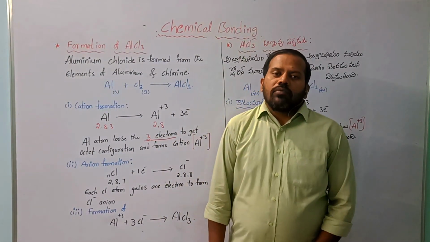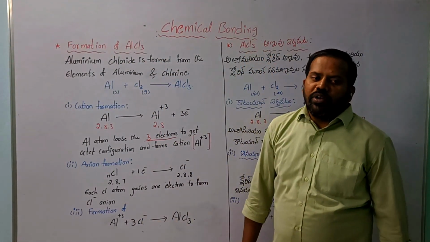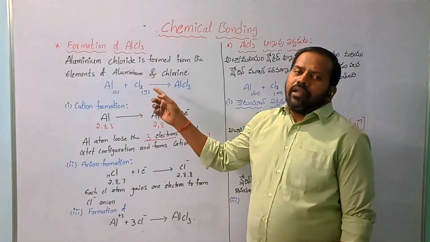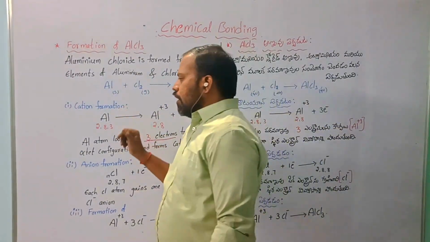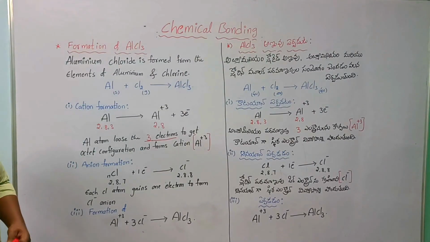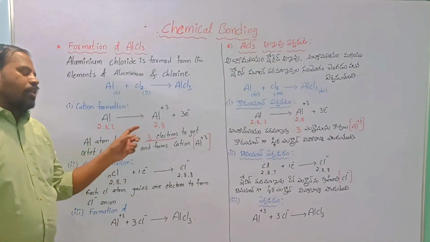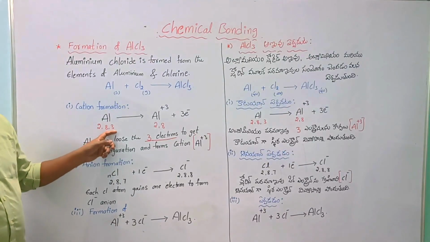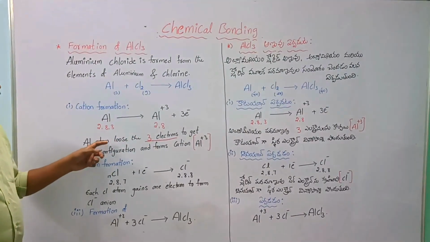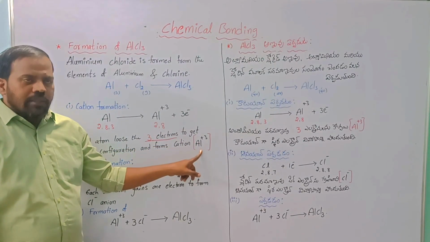Formation of aluminum chloride. Aluminum chloride is formed from the elements aluminum and chlorine. Here the cation is aluminum and the anion is chlorine. For cation formation, the metal aluminum has the configuration 2, 8, 3 with atomic number 13. It will lose 3 electrons to attain the stable octet configuration. So the aluminium atom loses 3 electrons and forms the Al+3 cation.